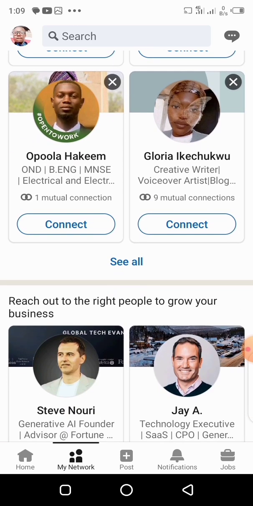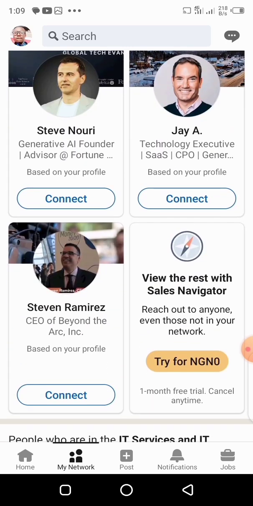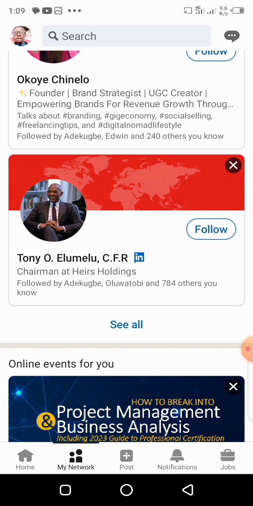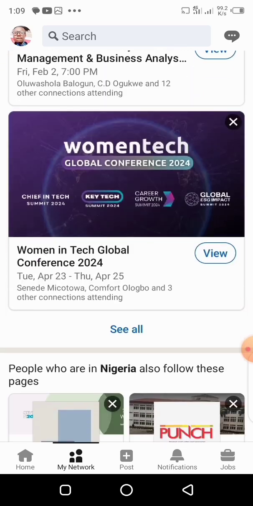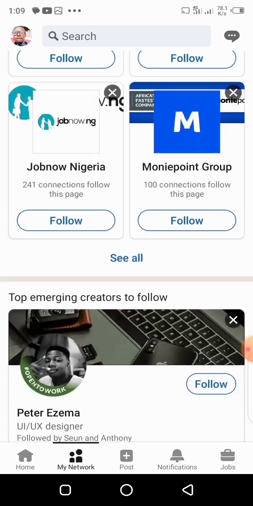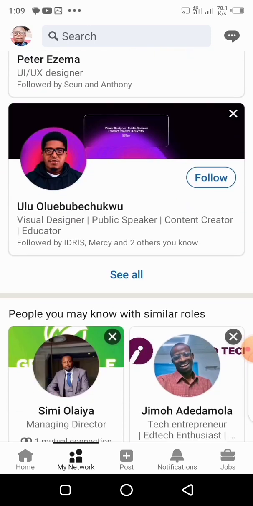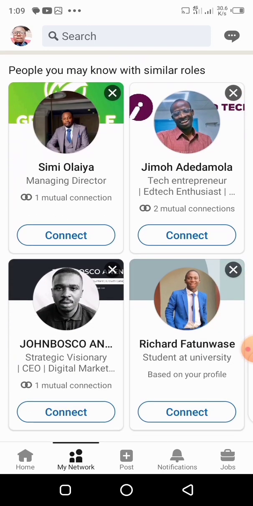So now, as you can see, you can see a lot of people here. You can click on See all, or if you don't want to see all, you can keep clicking and see more people over here to connect with. Please don't follow people, because following is a waste of time. When you follow them, we cannot interact with them. So you just want to connect with them.